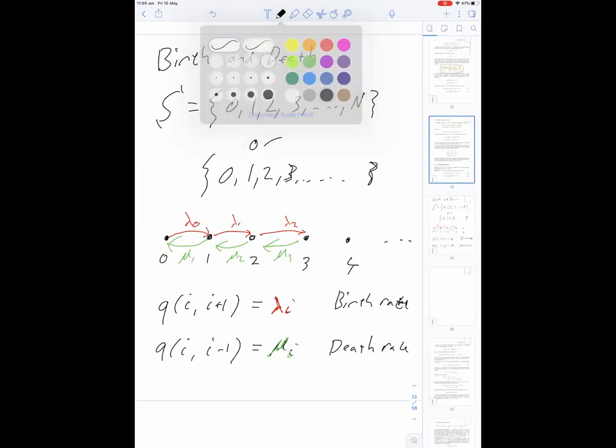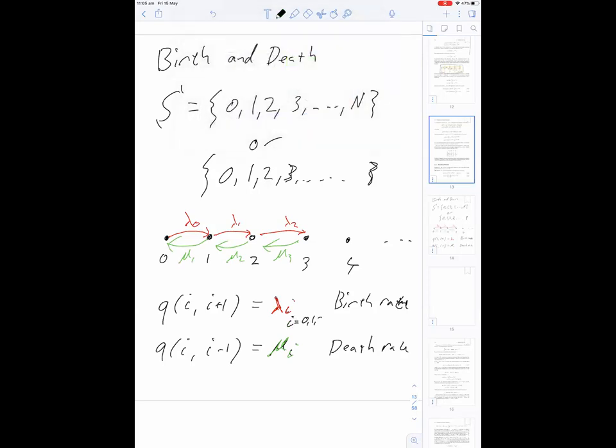Here i is going from 0, 1, 2, et cetera. And here i is going from 1, 2, 3, et cetera. And that et cetera might be up to a finite number if we have a finite number of states. So maybe we have a finite state n, or maybe not. And when I write these q's, what I want to say is that q i j equals zero when j does not equal i plus one, or i minus one, or i.